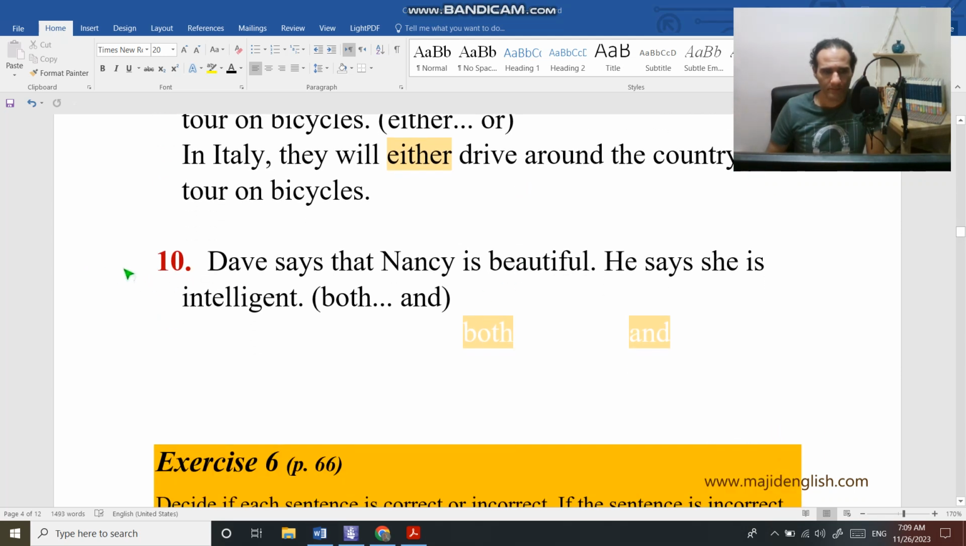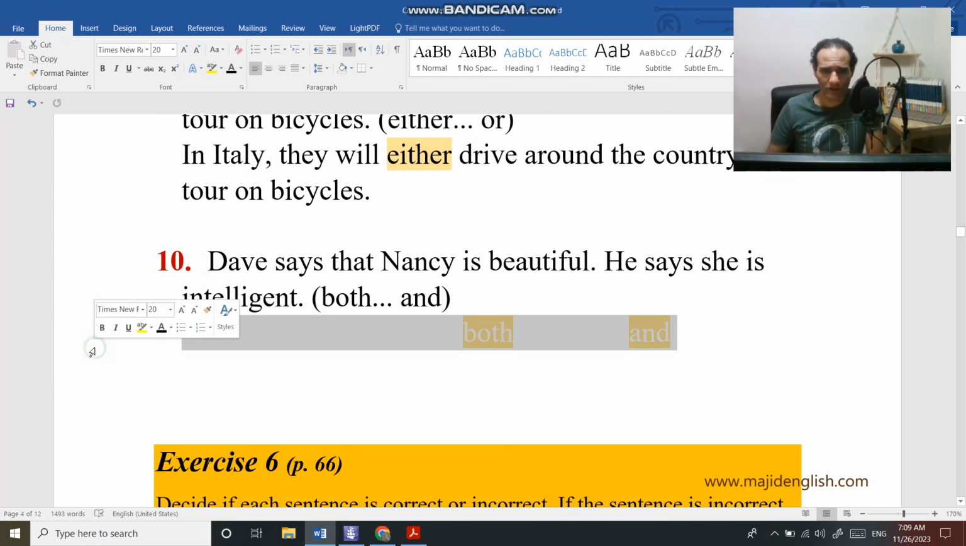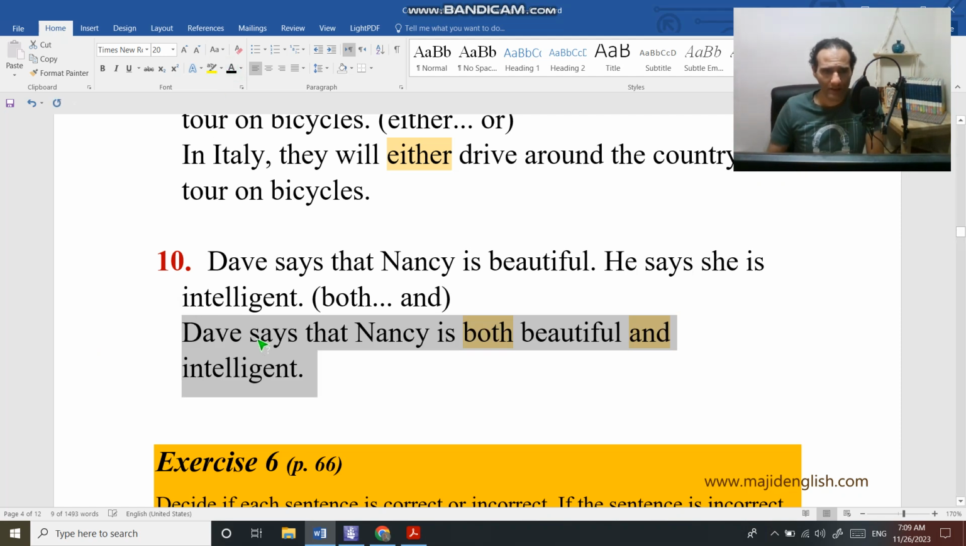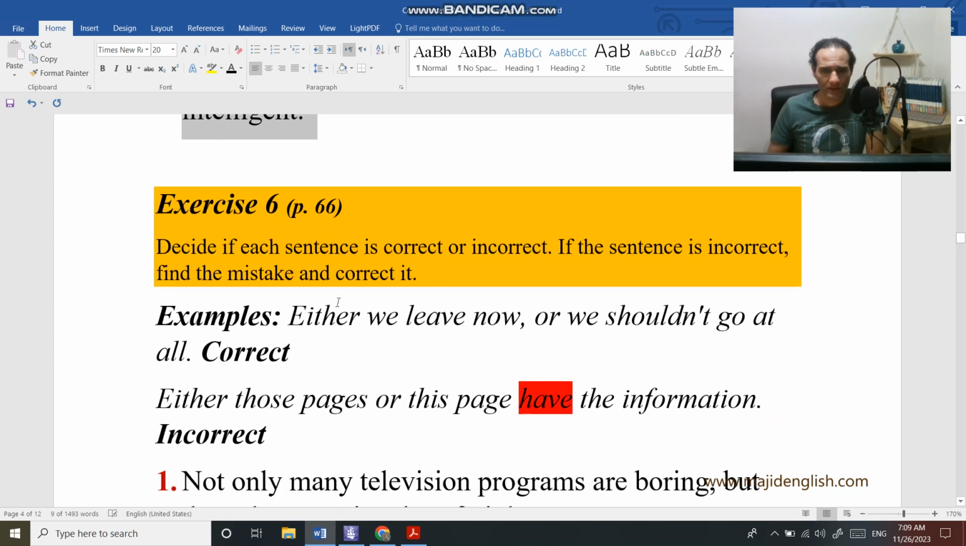Number 10, Dave says that Nancy is beautiful, she's intelligent, so connecting two adjectives together. Dave says that Nancy is both beautiful and intelligent. Not only beautiful, but also intelligent. Parallel. Okay, so this was exercise 5, page 65. Now exercise 6, page 66.